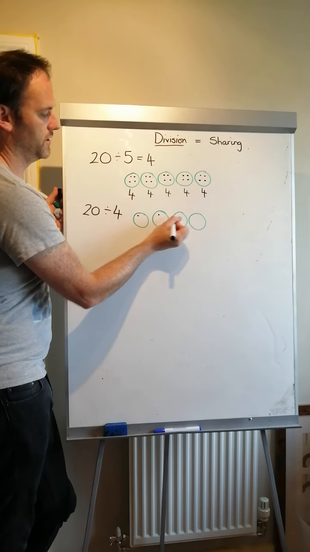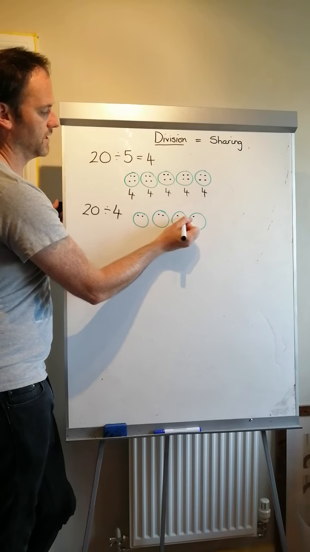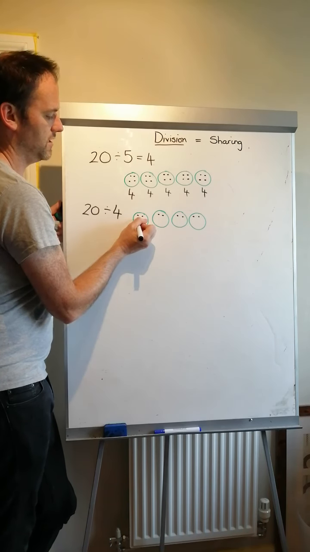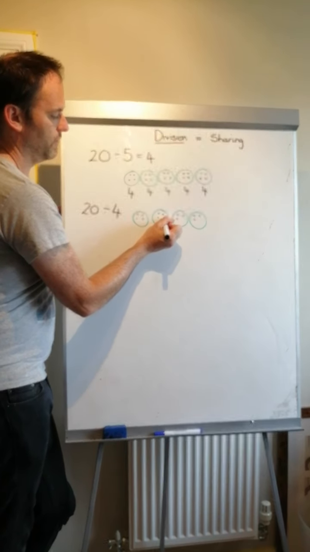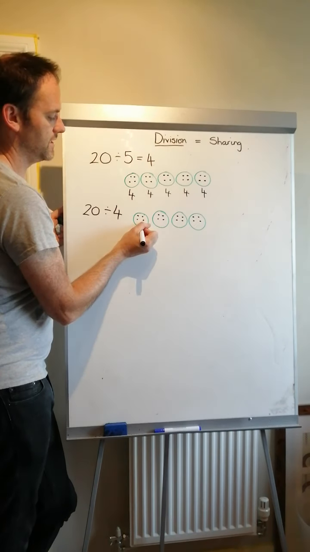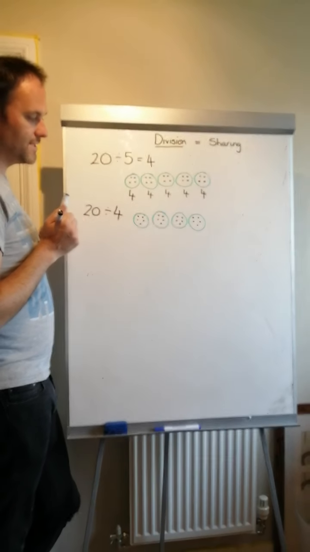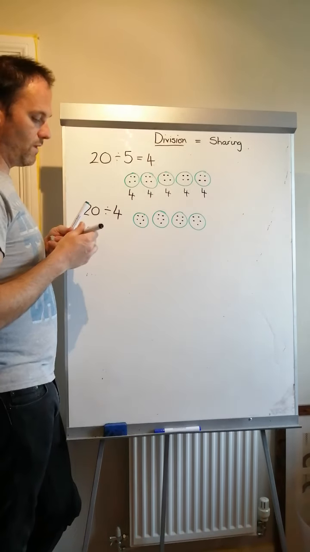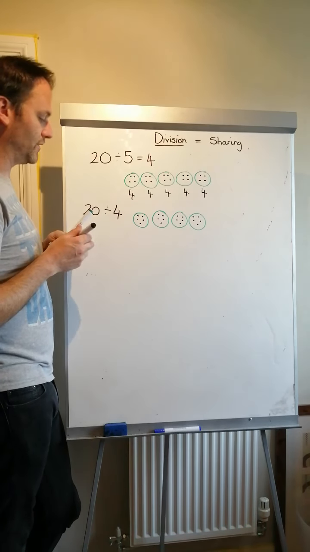1, 2, 3, 4, 5, 6, 7, 8, 9, 10, 11, 12, 13, 14, 15, 16, 17, 18, 19, 20. So although this is quite a long-winded way of doing it, before you've learnt your times tables, this is the best way of doing division.